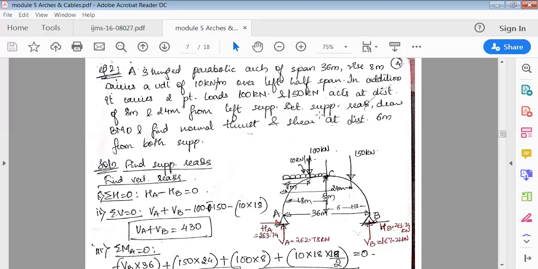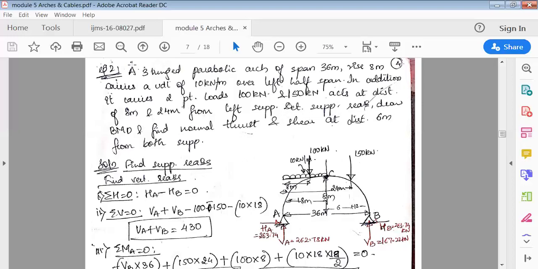Then you have to determine the support reactions, draw the bending moment diagram, and find the normal thrust and shear at a distance 6 meter from both supports. So it is from both supports, that is from A and B, that you have to find the normal thrust N and the normal shear, that is the radial shear Q.